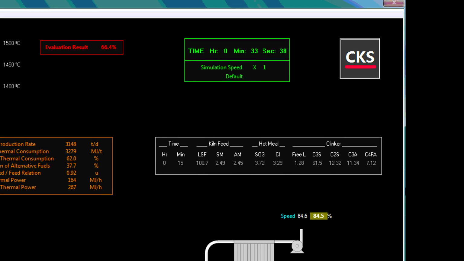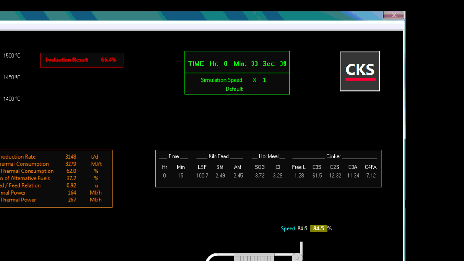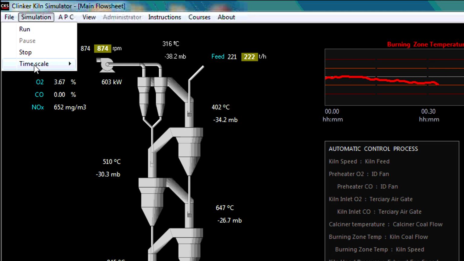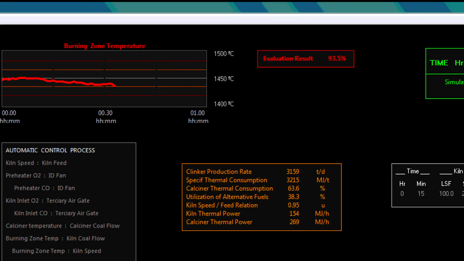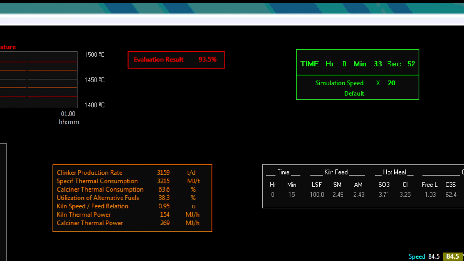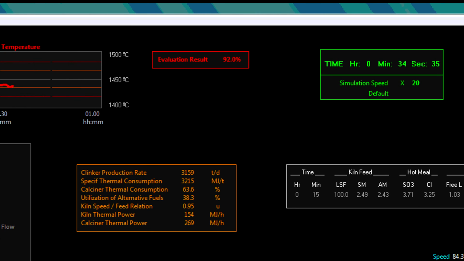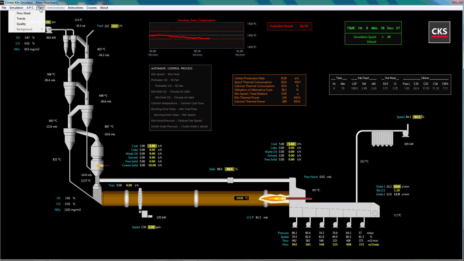Above, the timer shows how long we've been running the session, and something very useful, the simulation speed. We're running now at timescale 1. We can go up to 20 times faster than real time, thus forecast what will happen in the future. On this side, the evaluation report shows my performance in terms of keeping my system close to the targets the instructor has set up. With 87%, I'm not doing too bad, but going down fast at 20 times speed.